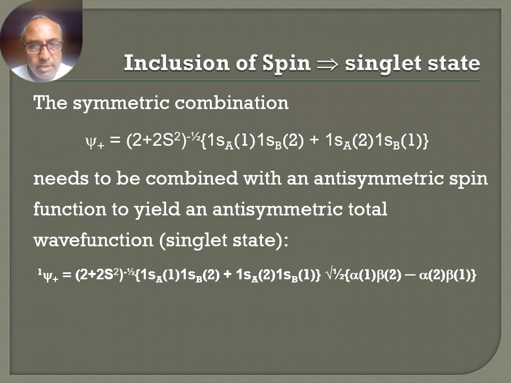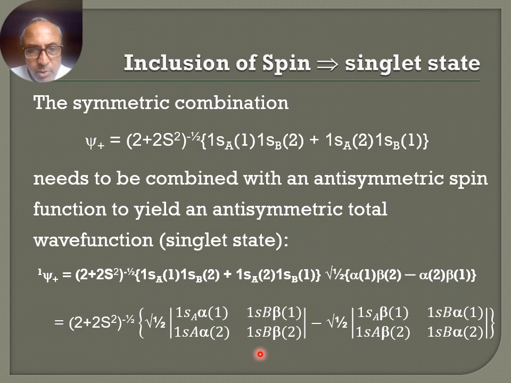Because of the antisymmetry requirement for fermions, the symmetric combination of the orbitals, that is psi plus, has to be combined with an antisymmetric spin function to yield an antisymmetric total wave function for the singlet state. Thus we write singlet psi plus equals a normalization constant times 1s A1, 1s B2 plus 1s A2, 1s B1 times 1 upon square root of 2 alpha 1 beta 2 minus alpha 2 beta 1. And this can be written as a combination of two Slater determinants as shown here.